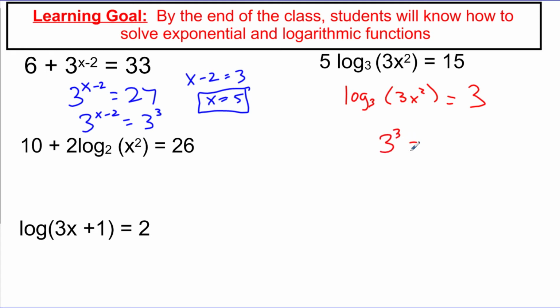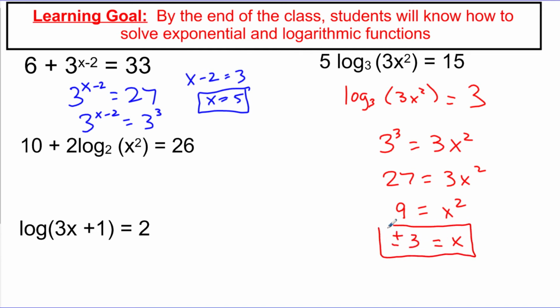3 to the third power equals 3x squared. Now I'm going to look at this and say, okay, this is 27, and I can just solve from here. Divide both sides by 3, I get a 9. And if I square root both sides, I find out that x is equal to plus and minus 3. So there's kind of a strange case where I got 2 answers that could work.